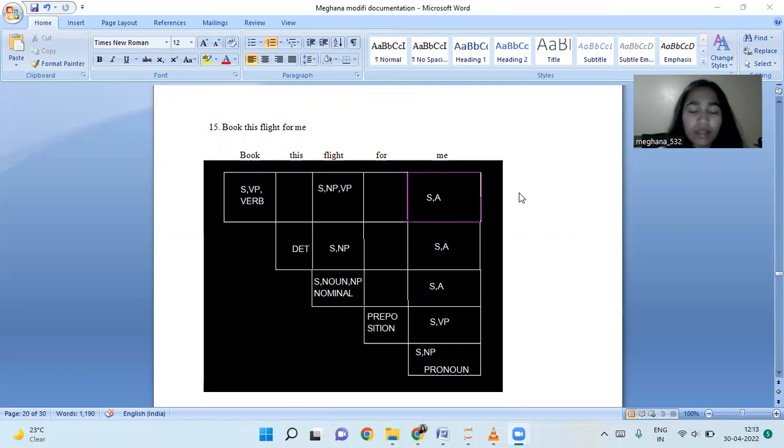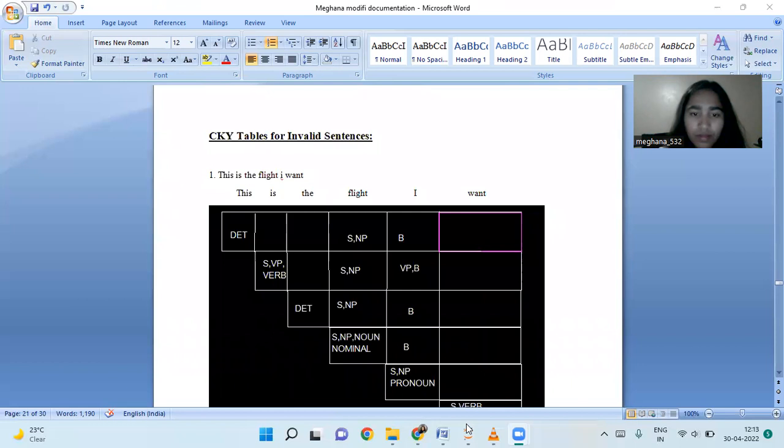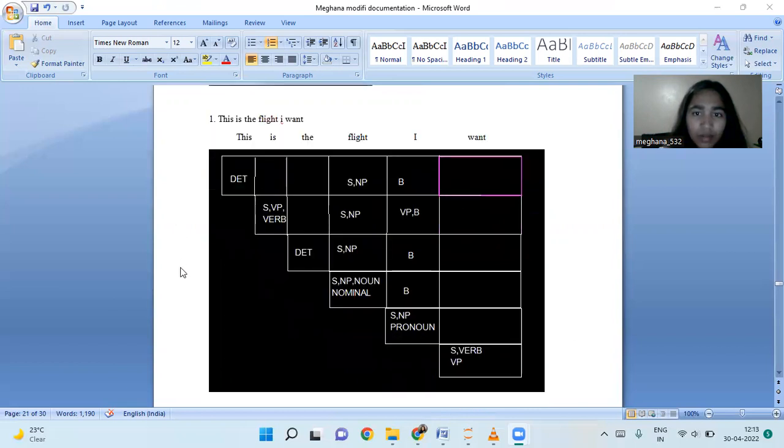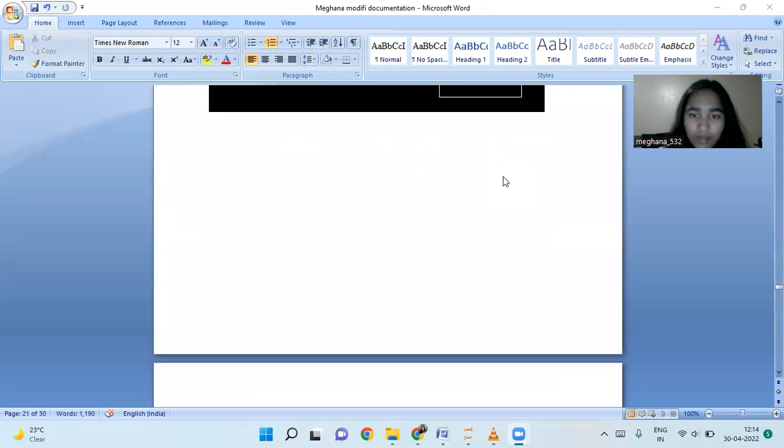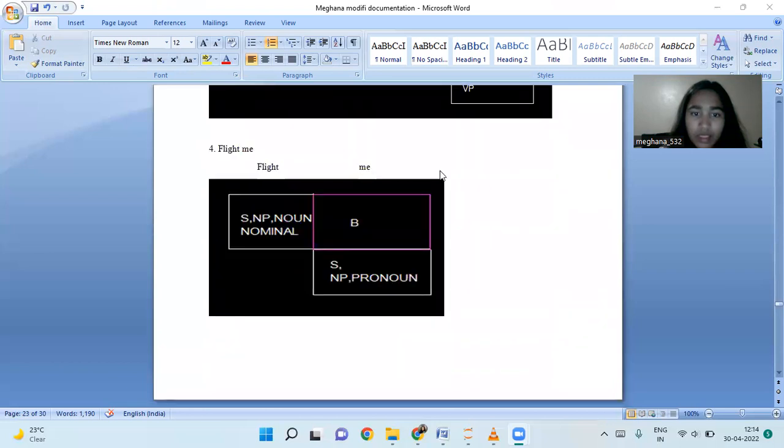Now we look at the CKY parsing tables for the invalid sentences. These are the right upper diagonal CKY tables for the invalid sentences. See, at the last cell, there is no S symbol, which means this sentence is not accepted by the grammar. Here there is a non-terminal symbol, but there is no S symbol, which means this sentence is also not accepted by the grammar.